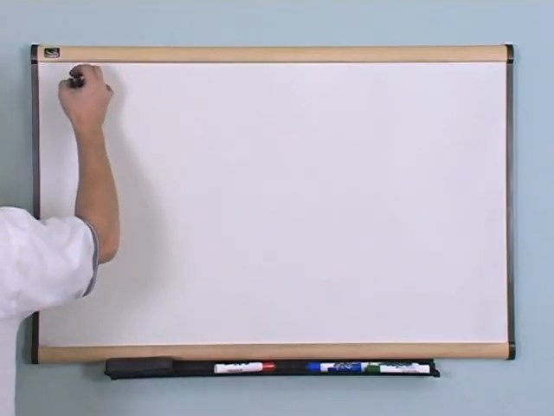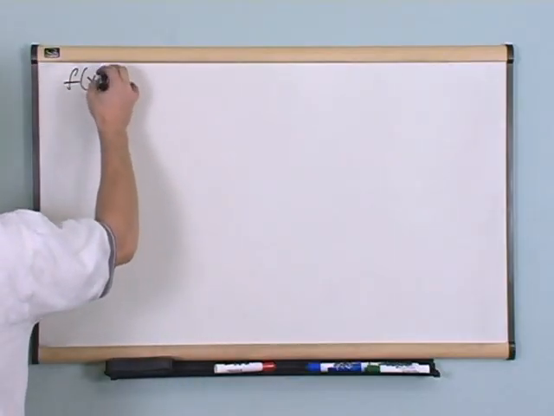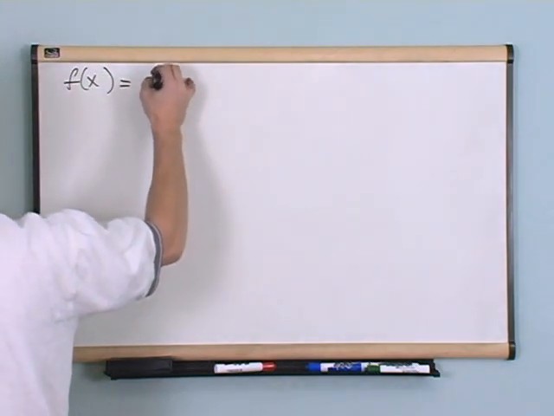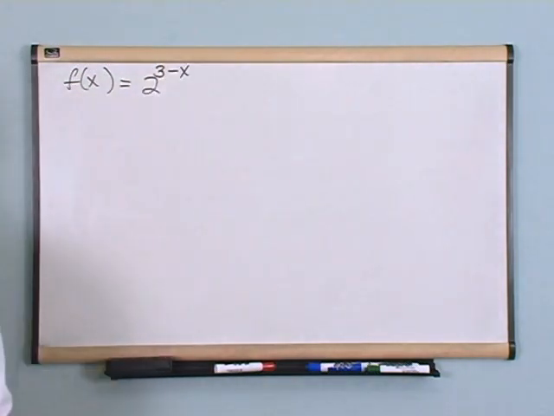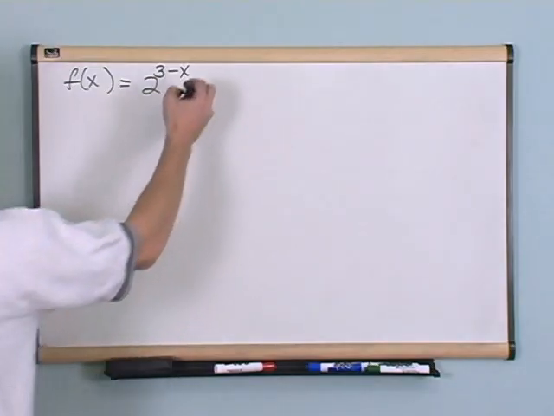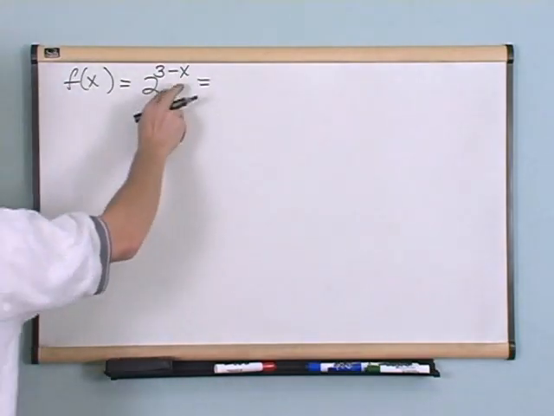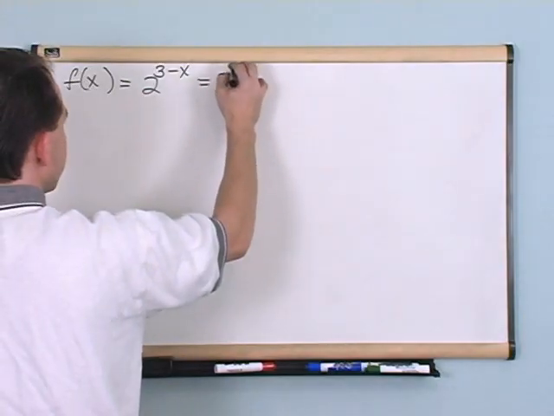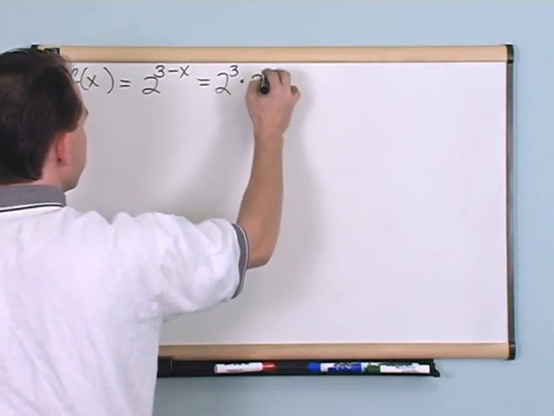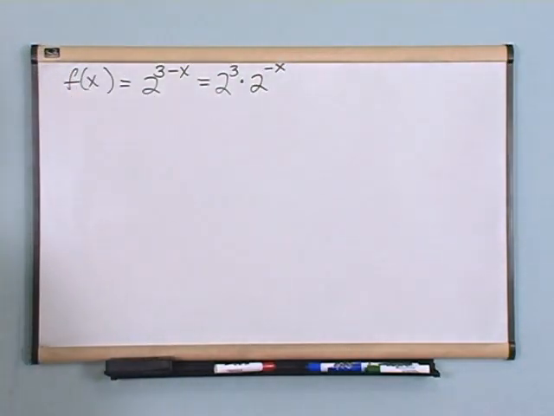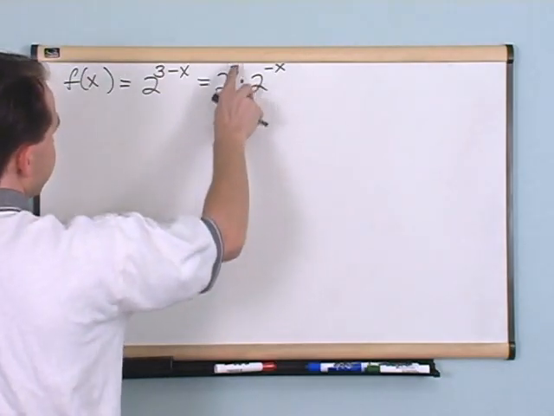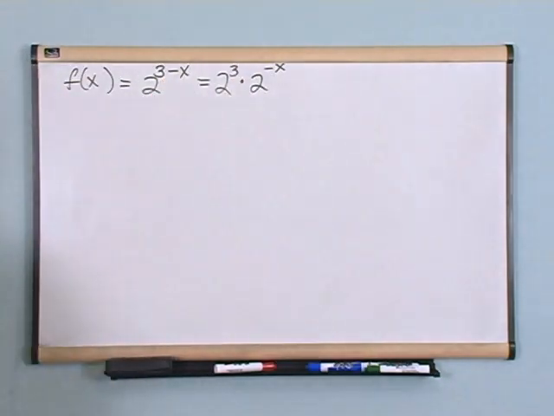What if you had f of x equals 2 to the 3 minus x? And they said graph that. Well, the first thing I would do is split this up as 2 to the third times 2 to the negative x. You can do that because it's the same base. You would be adding these exponents, and that's where you started.